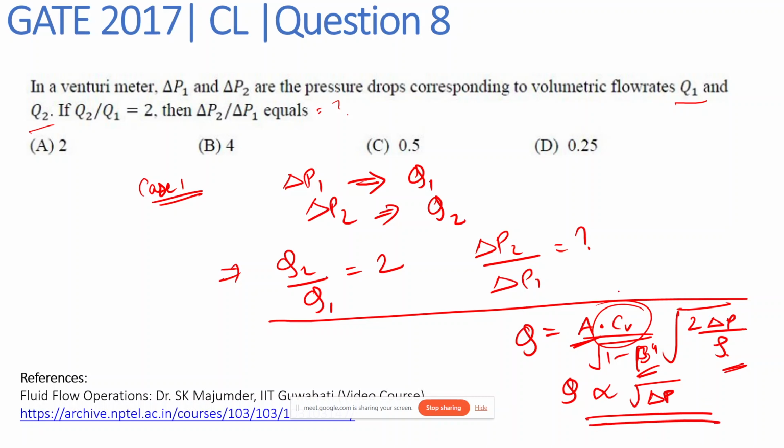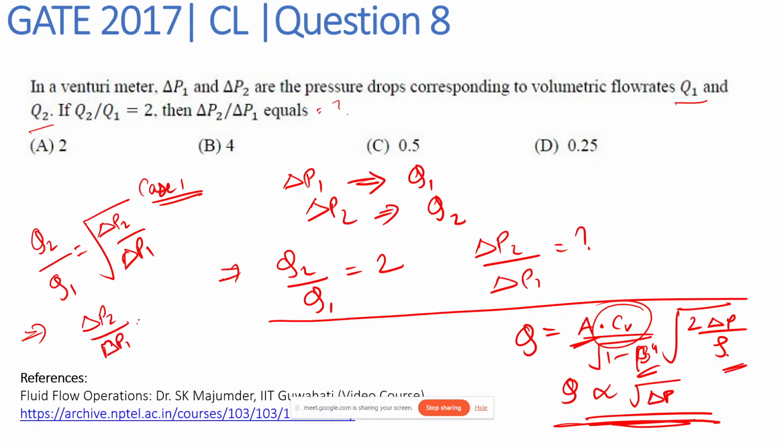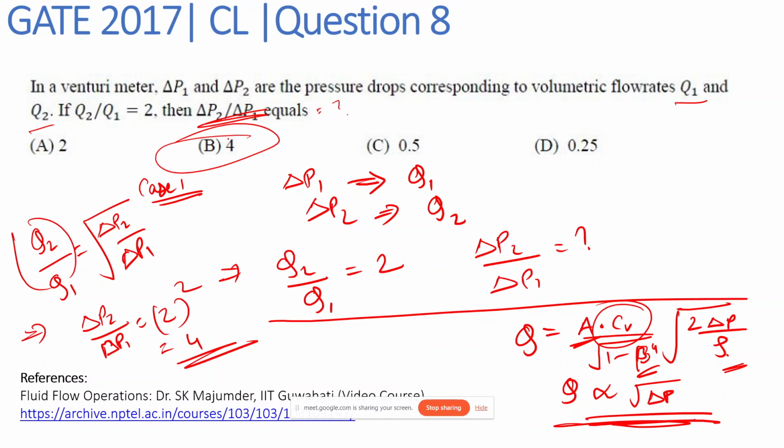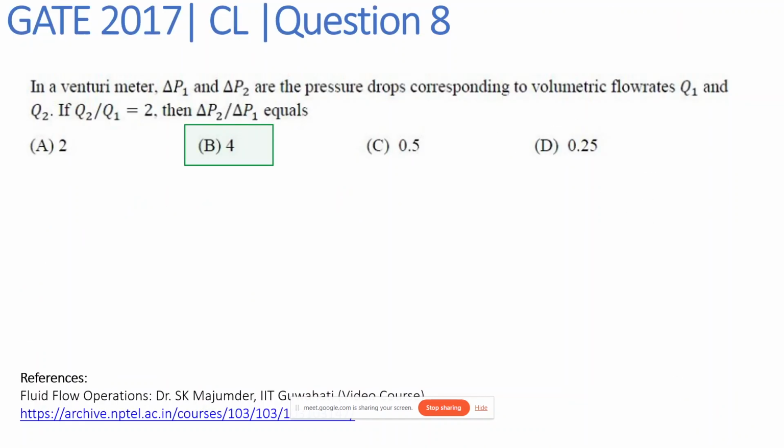Since we have been asked to find delta P2 upon delta P1, we can write from this equation Q2 by Q1 is equal to delta P2 by delta P1 whole under root. So delta P2 upon delta P1 will become square of Q2 by Q1, and Q2 by Q1 we have been given as 2. So the ratio will be 2 square, it will be 4. So the ratio of delta P2 by delta P1 for the given question will be 4. So the final answer you can simply select as 4.